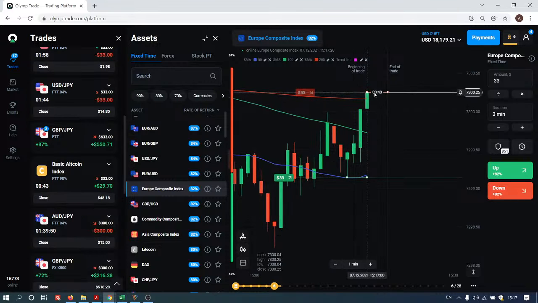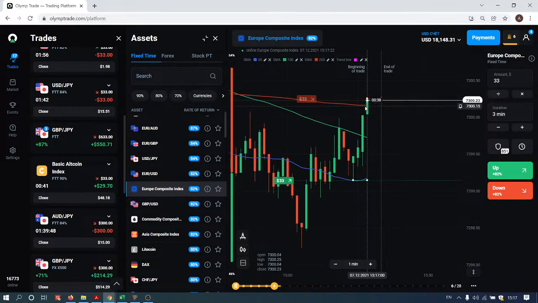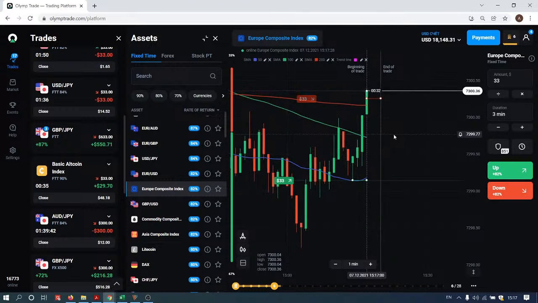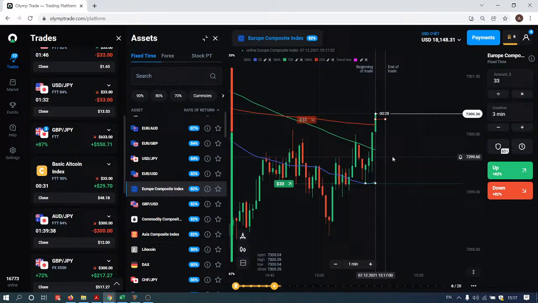Mistake number, okay, one more trade, Europe Composite Index now from the 200 SMA downwards. Mistake number 3, risk too much money. Risking more money per trade or per your deposit than you can afford to lose.